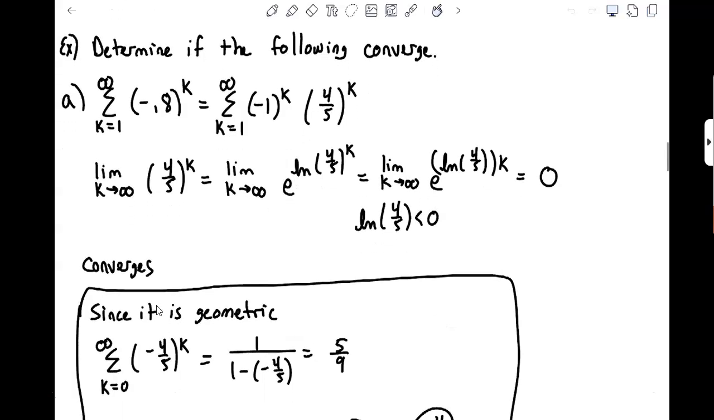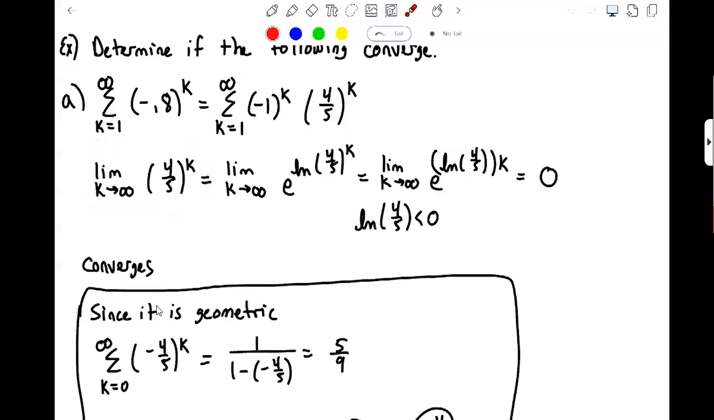All right, so as an example, we looked at this series, right, and realized that the limit as k goes to infinity of that stuff goes to 0. It's clearly getting smaller, right?